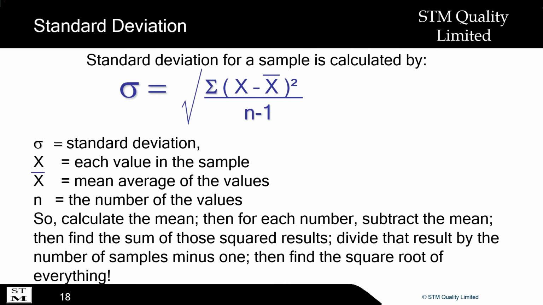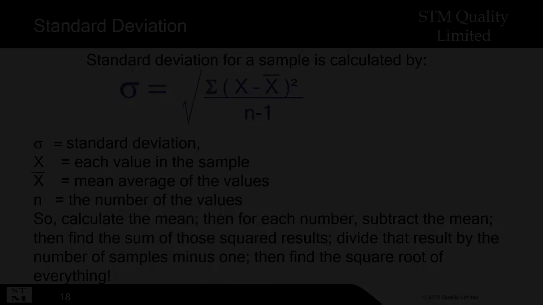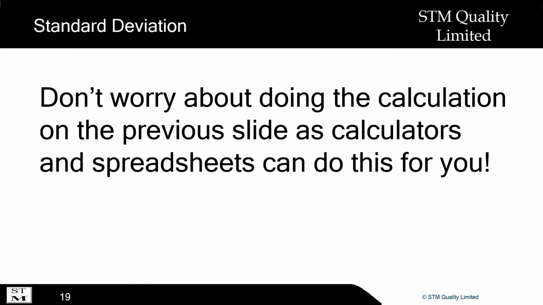Here we can see sigma is equal to the standard deviation, x equals each value in the sample, x bar is equal to the mean average of the values, and n is equal to the number of the values. So, calculate the mean, then for each number subtract the mean, then find the sum of those squared results, divide that result by the number of samples minus 1, then find the square root of everything. Don't worry about doing the calculation on the previous slide, as calculators and spreadsheets can do this for you.